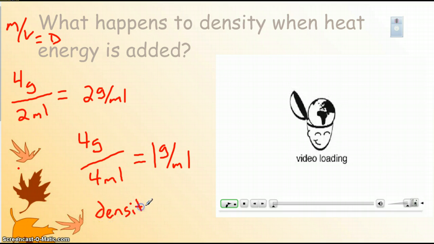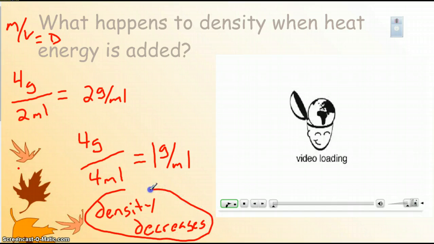So density decreases when heat energy is added. To have an example of that, let's take a look at hot air balloons.